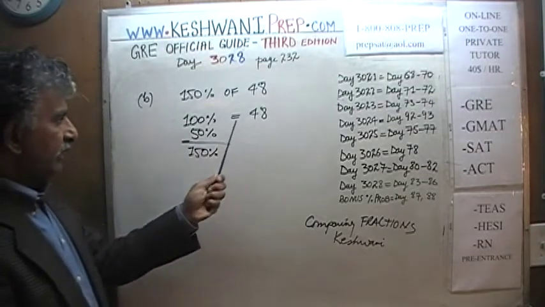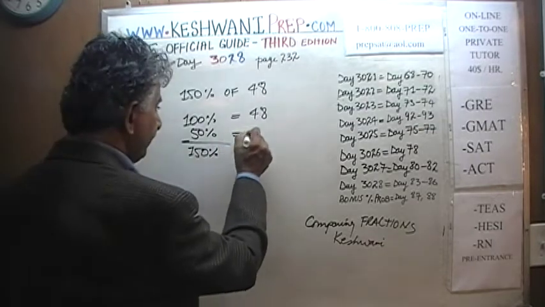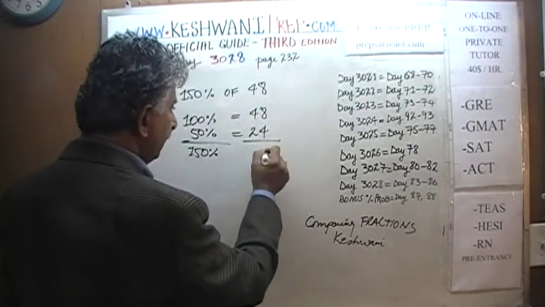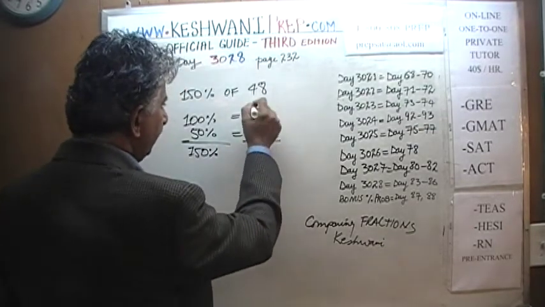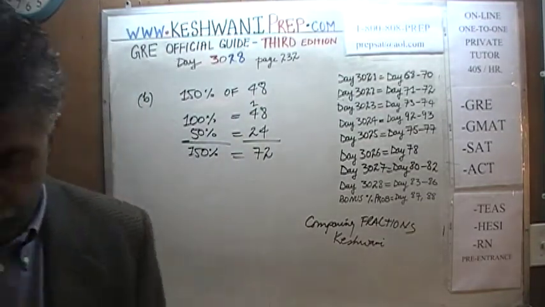If 100% is 48, 100% of 48 is 48, obviously. 50% must be half of it, which is 24. Add them up and you're done. 8 plus 4 is 12, 2, carry 1, and there we go. Turns out that 150% is equal to 72.